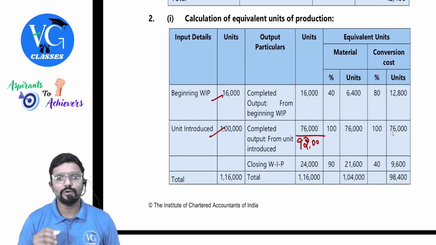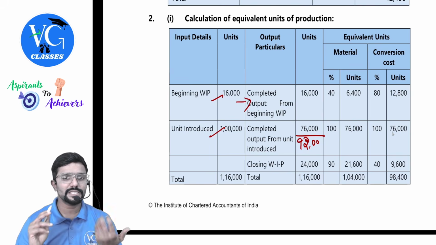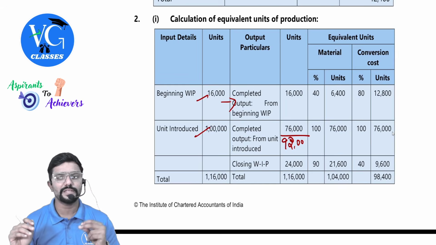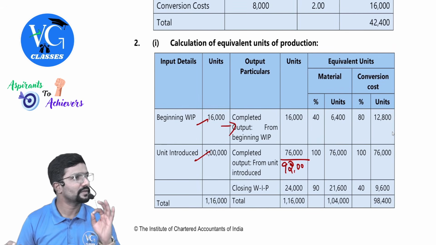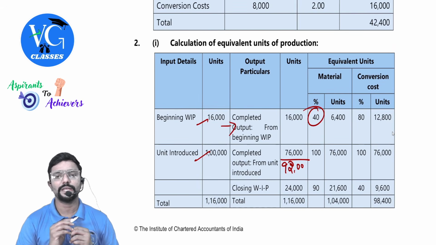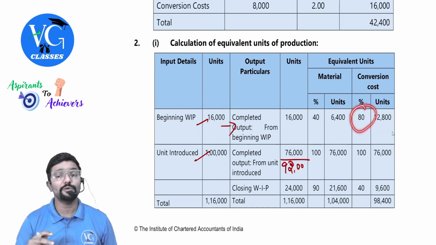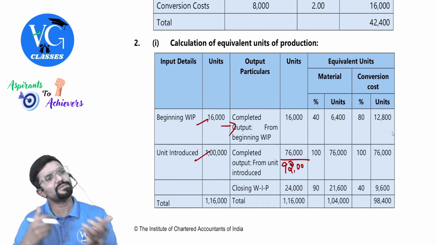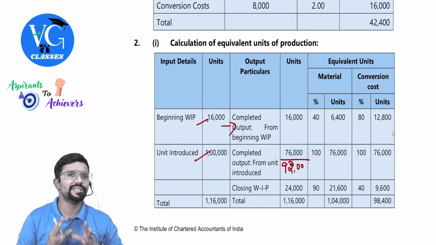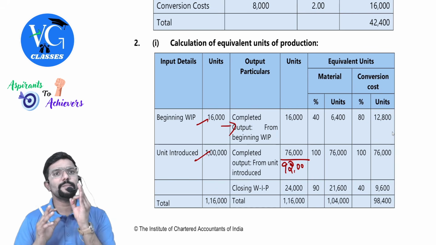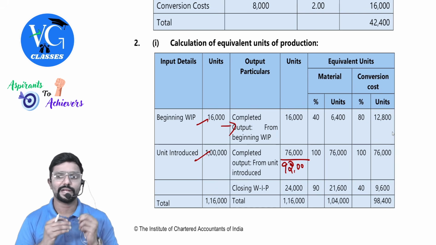92,000. Out of that, how much is opening WIP? 16,000. On 16,000, how much work is already done? With respect to material, 60% is done. Remaining is 40%. For conversion, how much work is done? 20%. That means the remaining is 80%. What do we do in the current period? For opening WIP, we only do the remaining work.